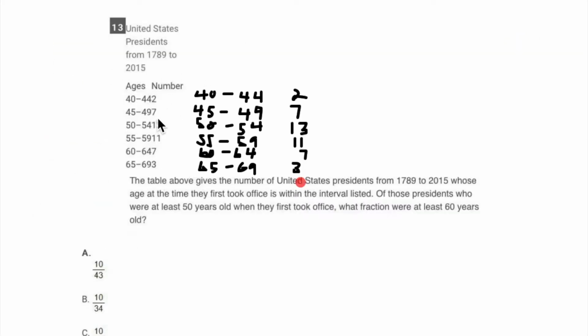So I had to recopy this table when I looked at the problems. It just kind of all meshed together, so I rewrote it over here. So the table above gives the number of United States presidents from 1789 to 2015 whose age at the time they first took office is within the interval listed. Of those presidents who were at least 50 years old when they first took office, what fraction were at least 60 years old? So we're going to figure out how many presidents there were at least 50 years old. So we're going to add these together.